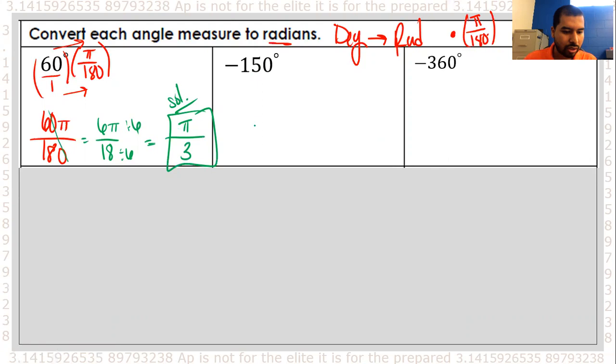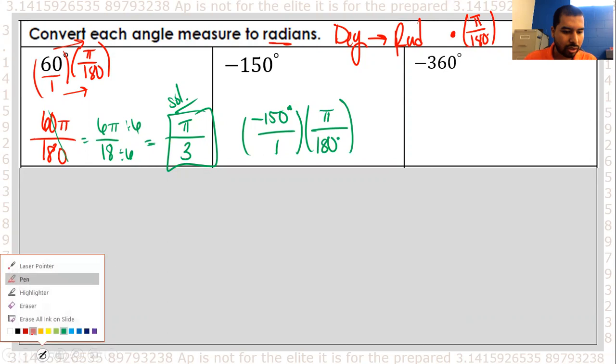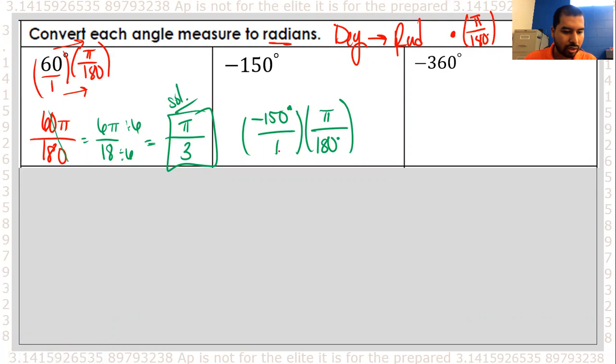Okay, let's go ahead and try the next one. I got 150 degrees, and I want to change it to radians. So I'm going to get my 150 over 1, right? Because I want to make it a nice little fraction. And I'm going to see that I have a degree in the numerator. So I'm going to have 180 on the denominator and pi in the numerator. Okay, so let's go ahead and reduce this as much as we can. So I got 150 pi over 180 degrees.